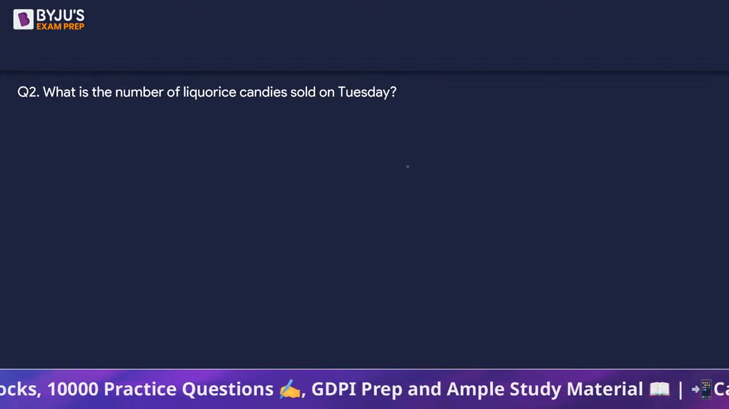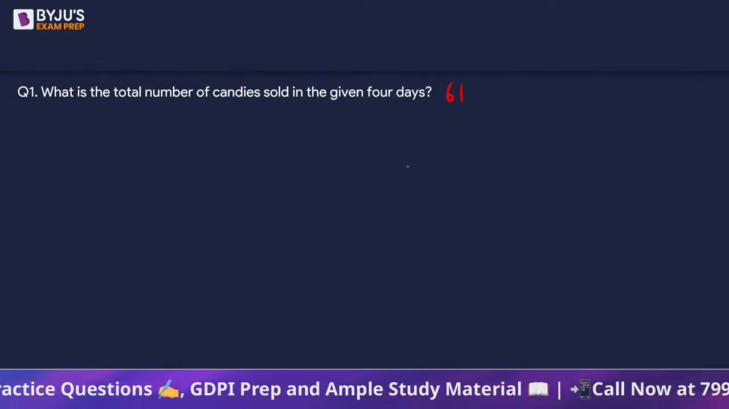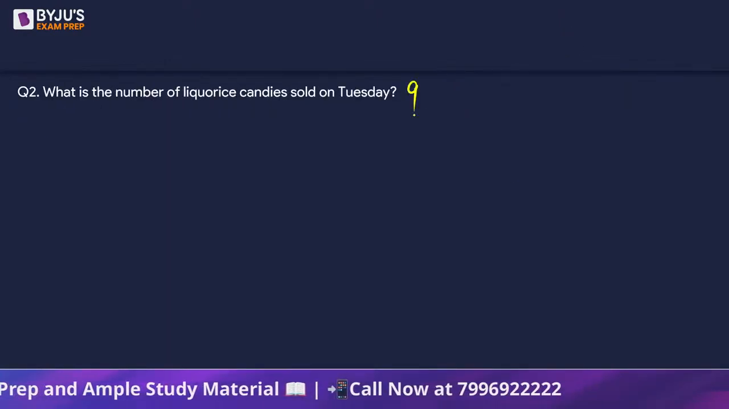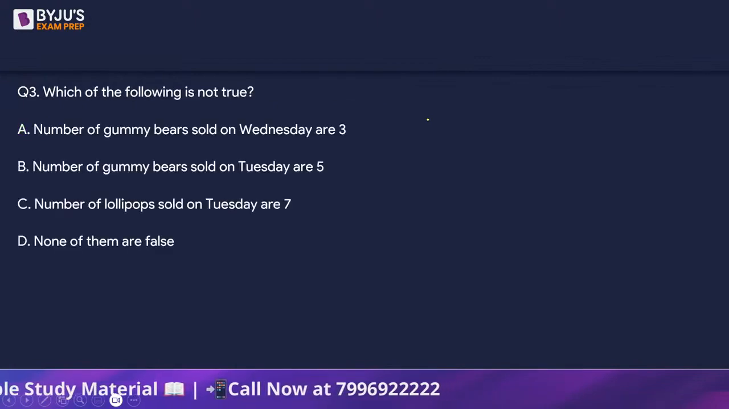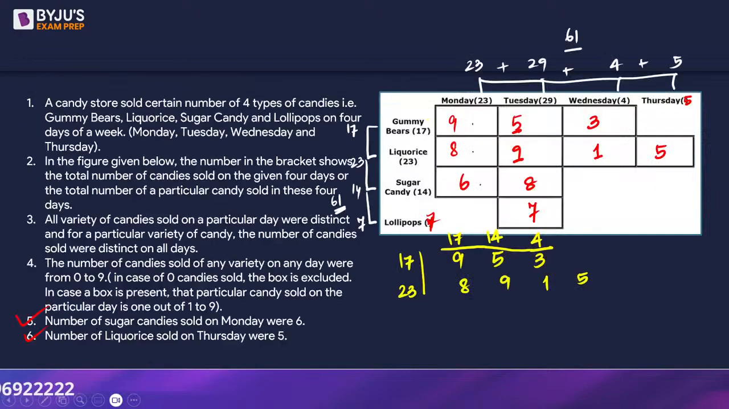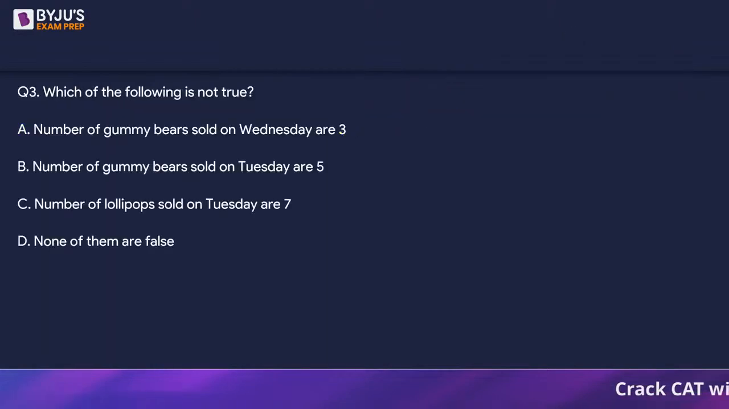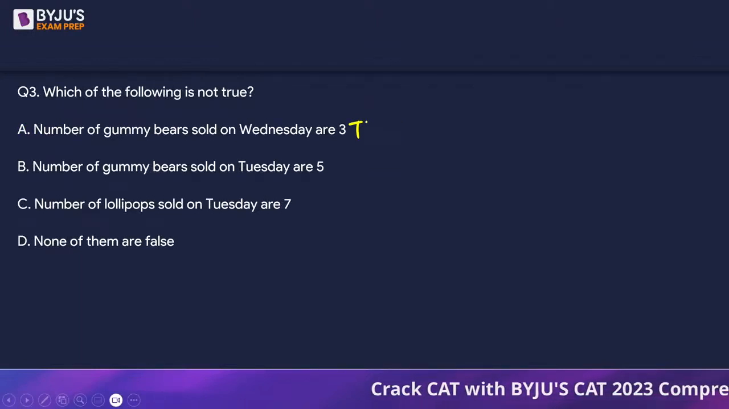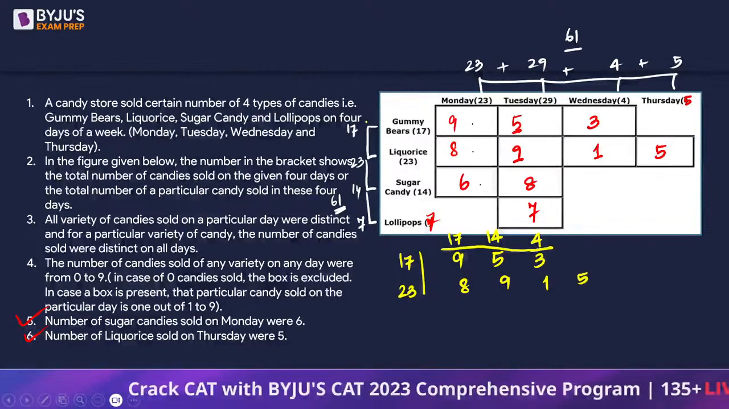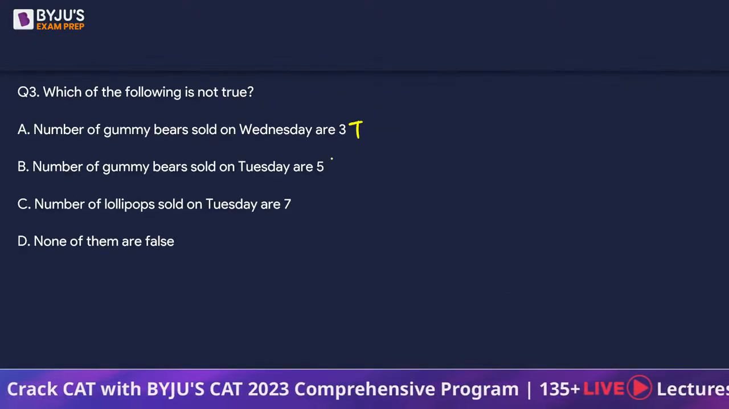The next, what is the number of liquorized candies sold on Tuesday? Number of liquorized candies sold on Tuesday is 9. So 9 is the answer. Next is, which of the following is not true? Number of gummy bears sold on Wednesday are 5. Gummy bears, Wednesday, 5. Oh, this is true. Right? Number of gummy bears sold on Tuesday are 5. Wednesday go 3, Tuesday go 5. Perfect. So this is also true.